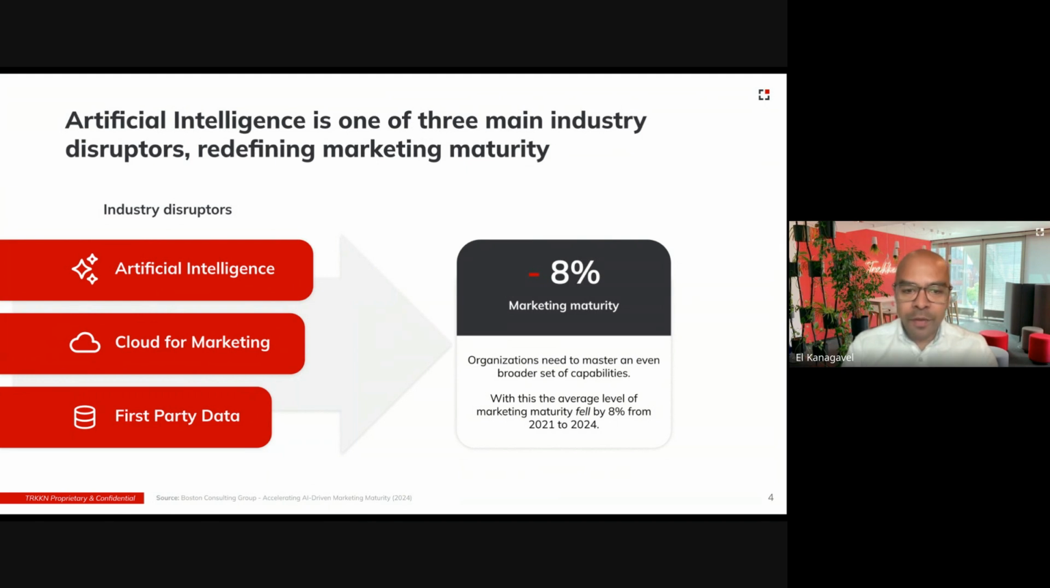And start with a bit of scene setting at the top of where we started this series. We talked about how there are 3 disruptors that we highlight when talking with clients about their digital maturity, a key one of which is clearly AI, but also cloud for marketing and first-party data, 3 big themes you've heard about from us throughout the series.